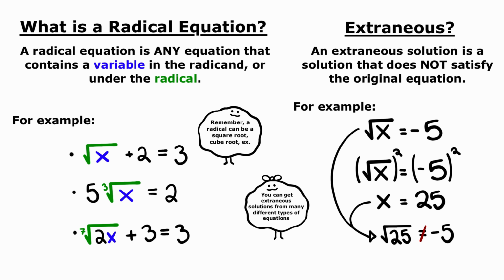Now, what does extraneous mean? An extraneous solution is a solution that does not satisfy the original equation. For example, when we solve the square root of x equal to -5, x equals 25, but the square root of 25 does not equal -5. It's best to keep in mind that a radical can be a square root or a cube root and so on and so forth. Also, you can make extraneous solutions for many different types of equations.